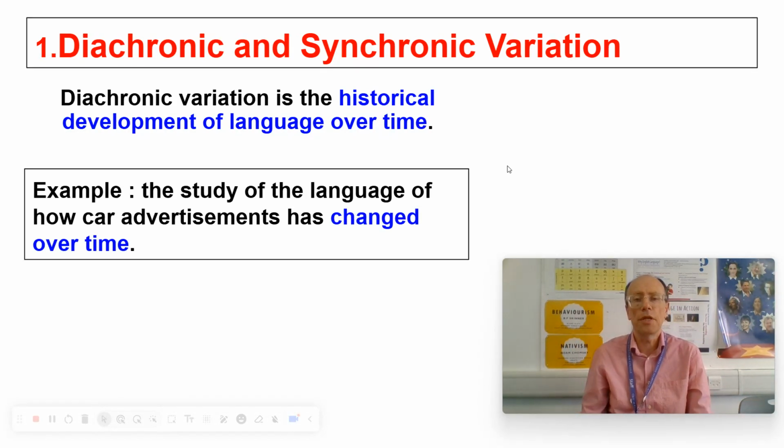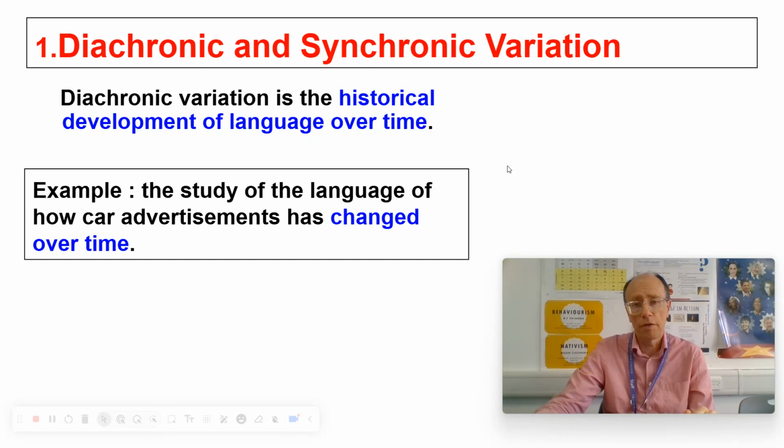So for example, if you are studying the language of how car advertisements have changed over time, that is a study of diachronic variation, something that you could do in your language investigation and something that you might get, for example, in your meanings and representations paper 1.